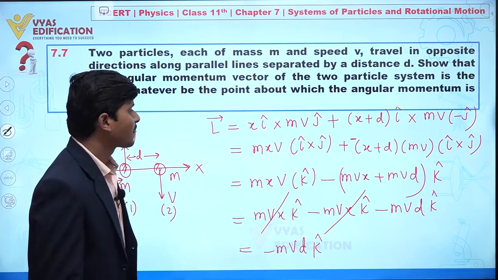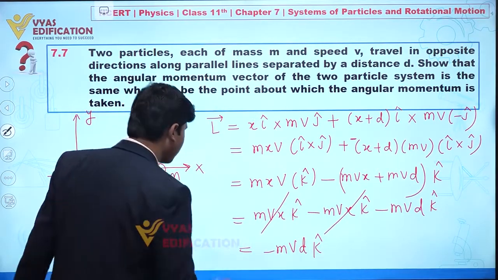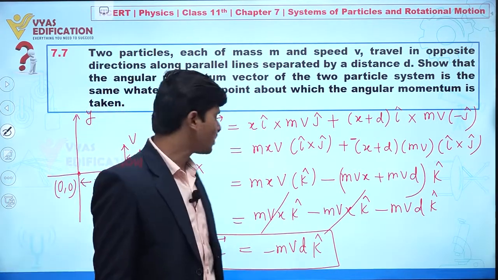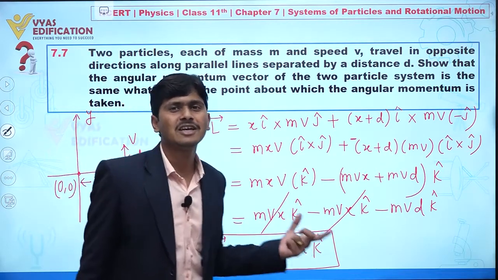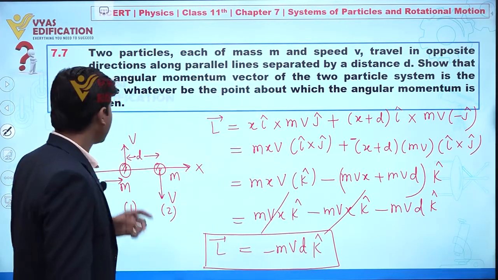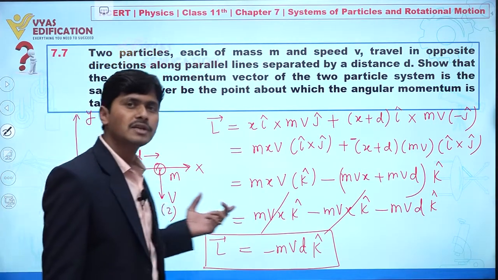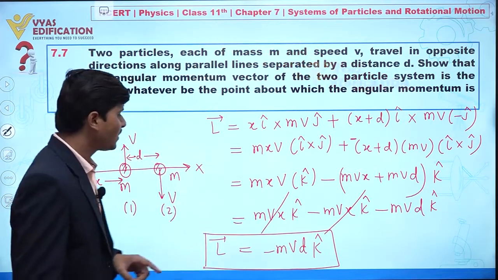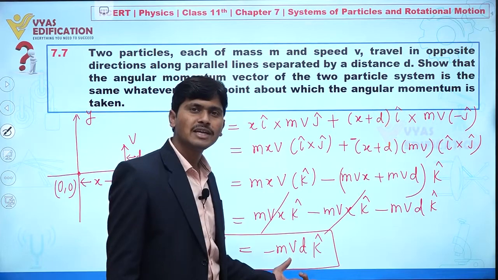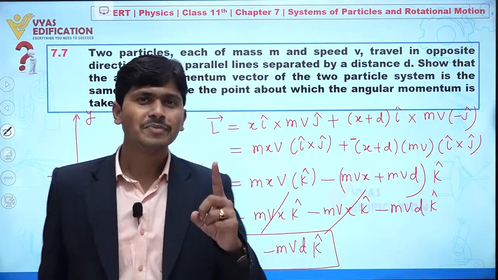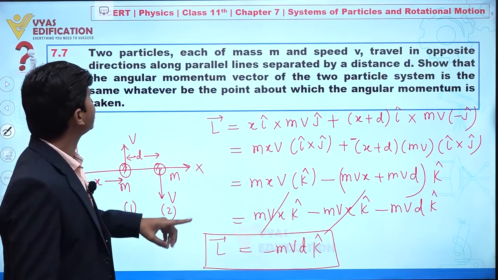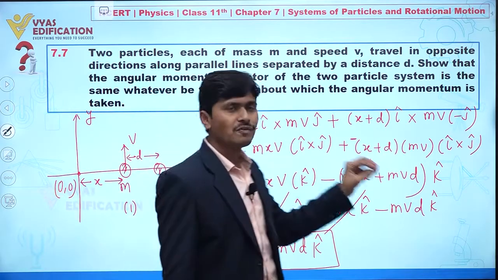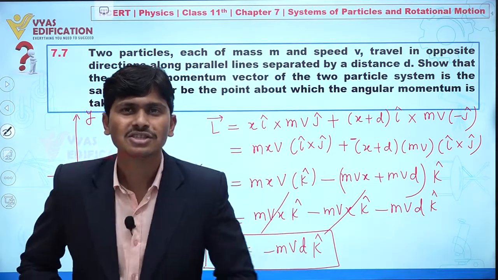So the angular momentum with respect to the origin has no value of x in it. It means the angular momentum of these two bodies does not depend on a reference point. You can take the reference at any point and you will always get angular momentum with magnitude mvd. So in this question we have proved that the angular momentum vector of the two particle system is the same whatever point about which angular momentum is taken. So this is all about this question.